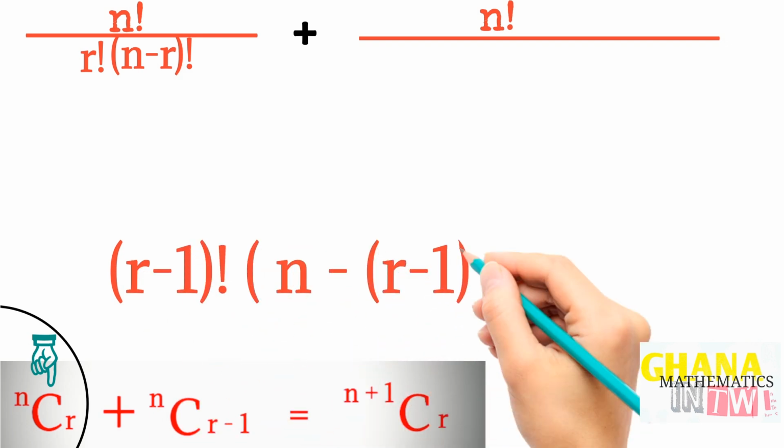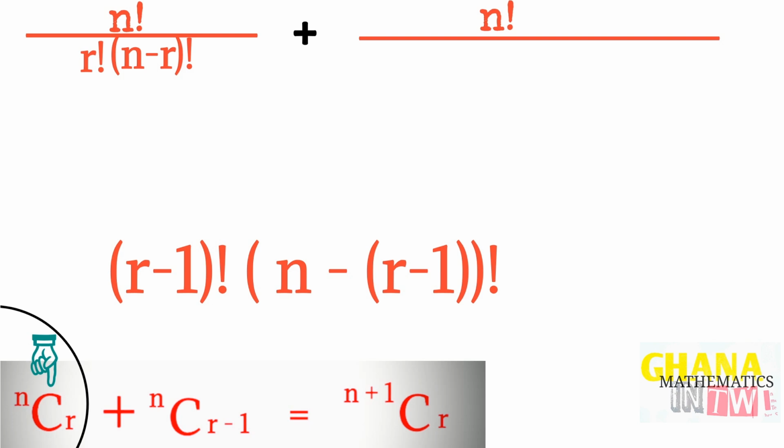Why? Because instead of r factorial, I write r minus 1 factorial, and instead of n minus r factorial, I make sure it is n minus r minus 1 factorial. So I am supposed to write r minus 1 factorial.